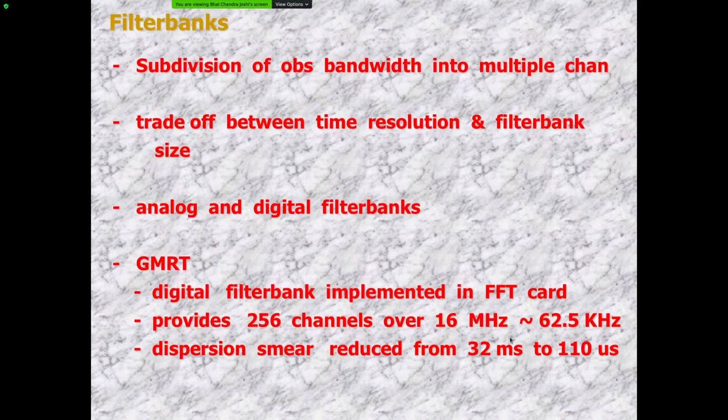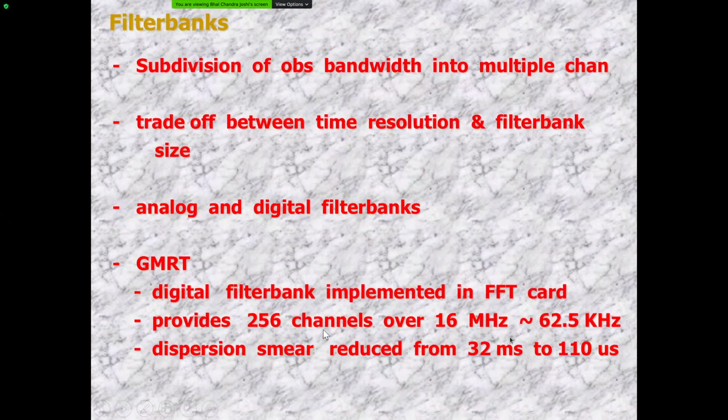And as I said earlier, it used to be analog filter banks. Nowadays, everywhere you use digital filter banks, which employ either the fast Fourier transform in hardware or the fast Fourier transform in software. Okay. So for example, in GMRT in the earlier days, we used to have 256 channels over 16 megahertz, giving us a 62.5 kilohertz channel bandwidth, which meant that from 32 millisecond, you could reduce the dispersion smear at a frequency of 300 megahertz to 110 microsecond for a reference DM.